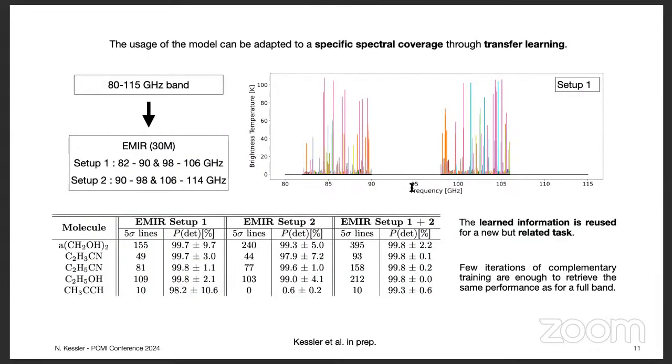The model was obtained with a certain frequency coverage going from 80 to 115 gigahertz. Now what if we want to use it for a different spectral coverage? For instance, if we take the substep 1 of EMIR, going from 80 to 90 gigahertz and from 98 to 106 gigahertz, we have to adapt the model through what we call transfer learning. We take the already trained neural network and do again a few iterations of complementary training. Actually, only a few iterations are needed to retrieve the same performance as for a full band.